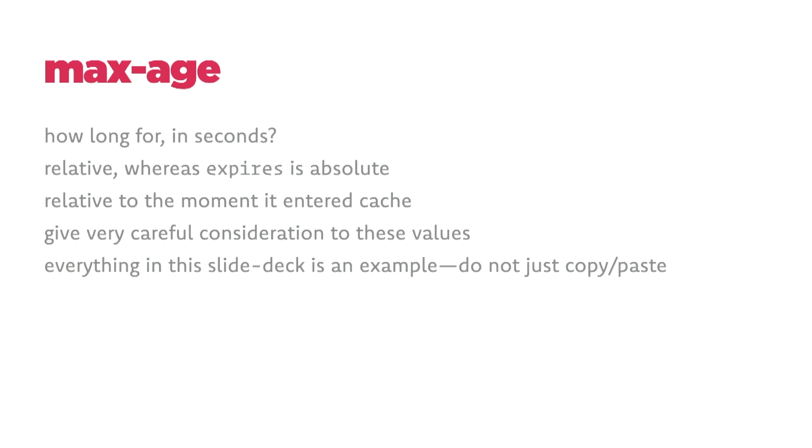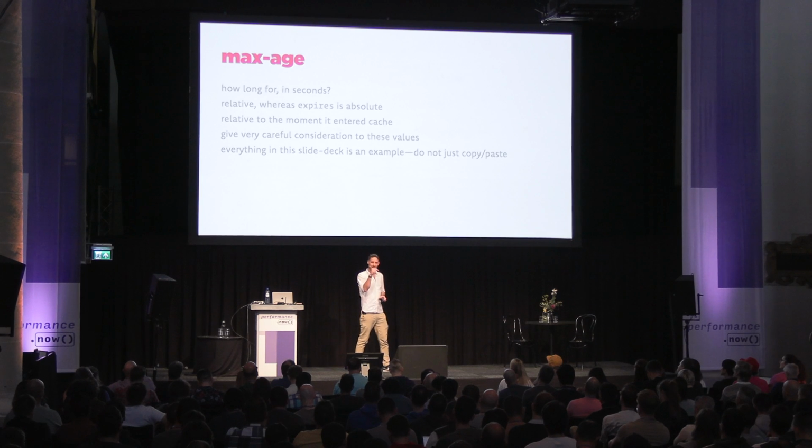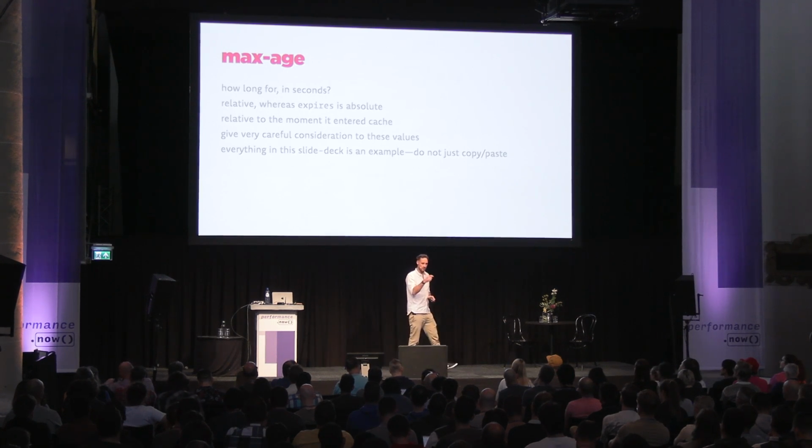It's relative to the moment it entered the browser cache, so it's not relative to the date the file was created. What this means is people's copies of a file will all expire at different times. If we all visit the perf.now site on different days next week, we can expect our assets to expire at different times to one another. Also, and it's not in the slides because I've sort of trimmed them down a bit, it's when it first enters a cache that the max age starts counting down.